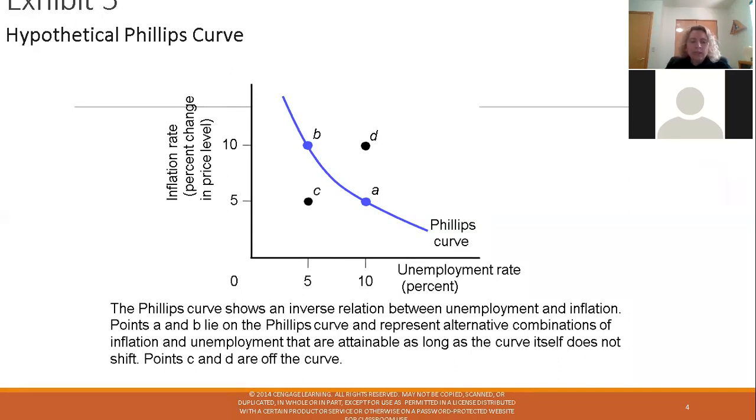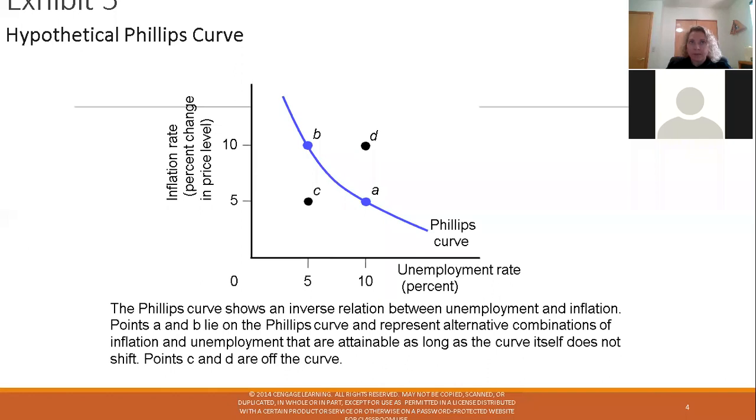And so what we're going to talk about is the inverse relationship. Anytime there's an inverse relationship, we should expect a downward sloping curve, right? Which is what we see here with the blue Phillips curve. We can see that we're showing an inverse relationship between inflation, how much prices are changing, and unemployment. And you can see that according to the Phillips curve, according to this theory that Phillips came up with, as inflation goes up, right, unemployment goes down.